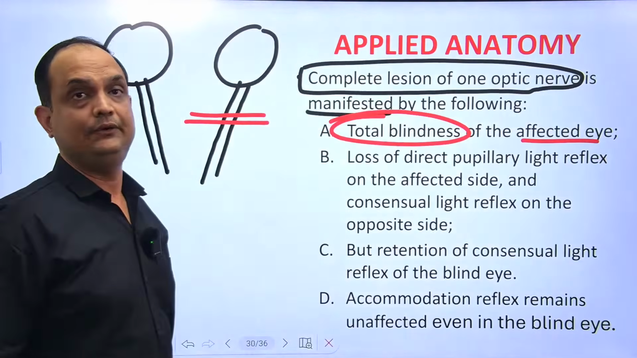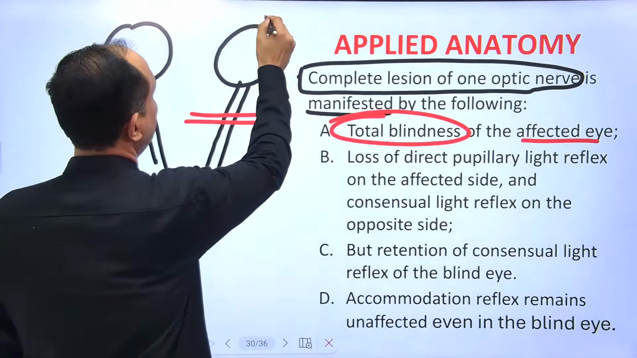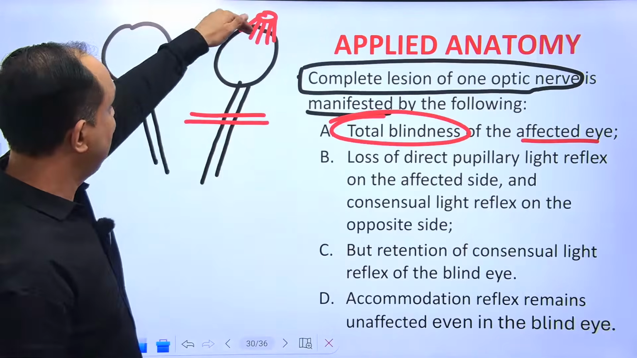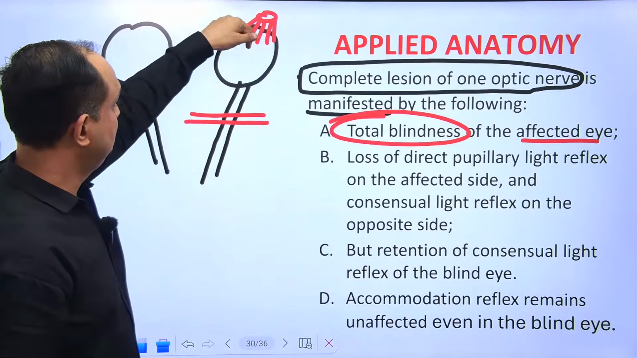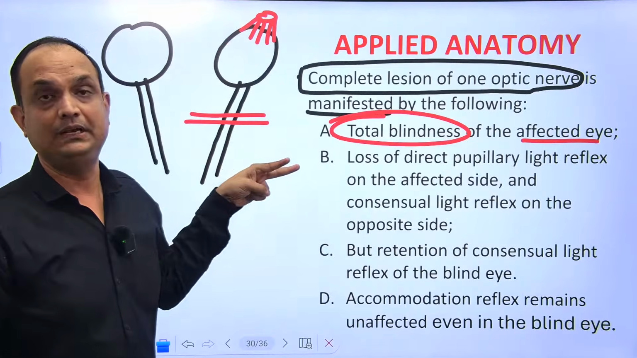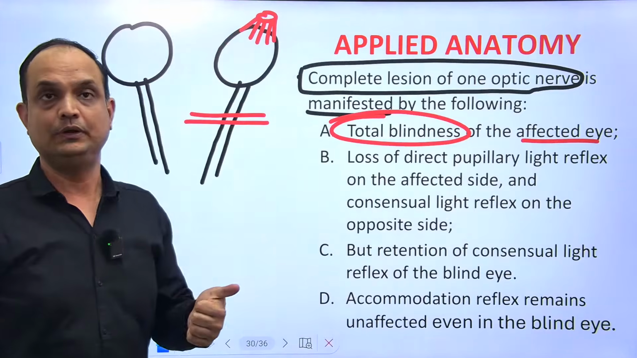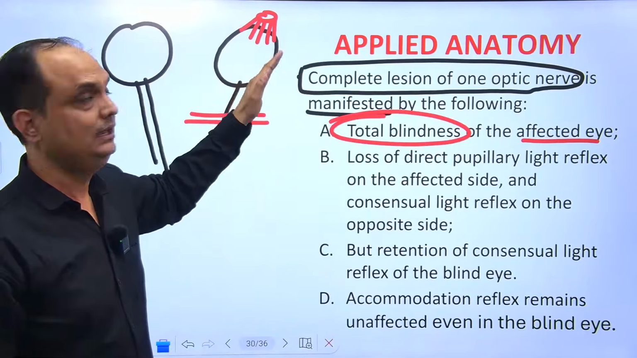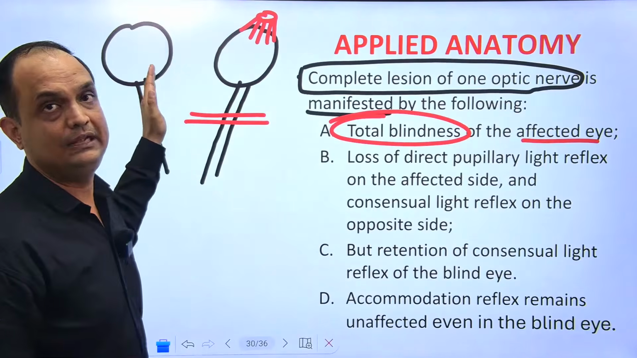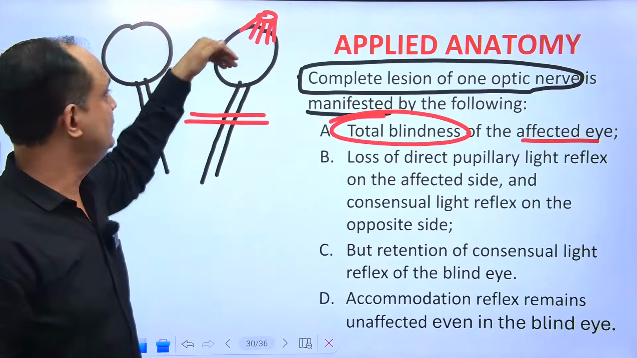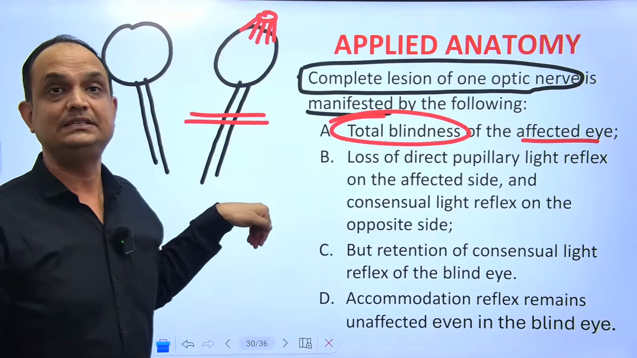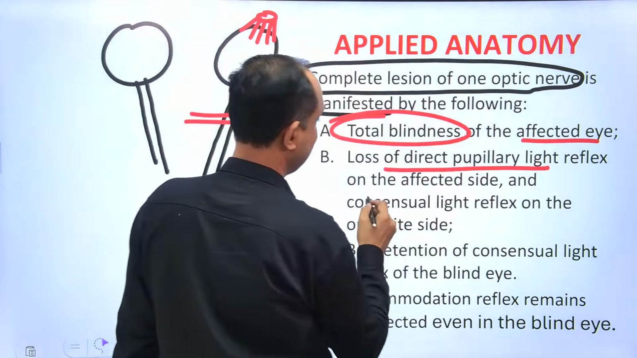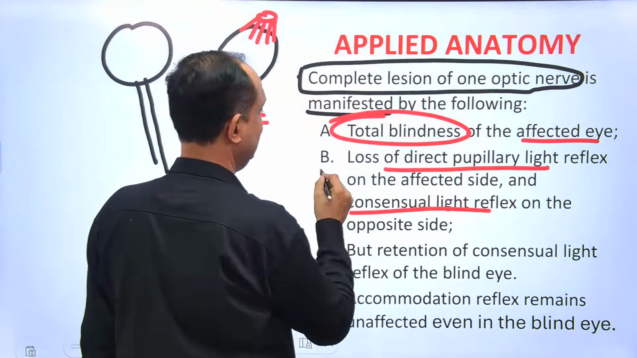Now, what is another effect? If I am putting the light here, what will happen? This light will not go because you have already cut the optic nerve completely. So there is no sensory input. No sensory input means there is no direct light reflex here and no consensual light reflex in the opposite eye, because this sensory transmission is not there. So there is a loss of the direct reflex as well as a loss of the consensual reflex.